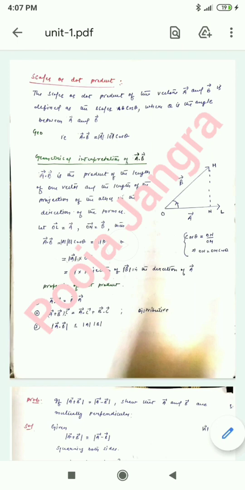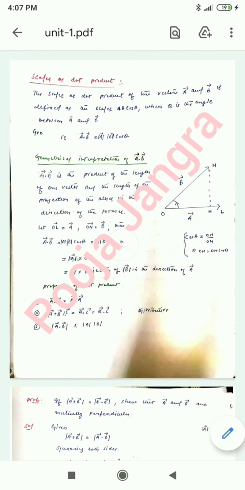So the geometrical interpretation of A dot B. We discuss what the geometrical interpretation of A dot B is. You can easily see in this diagram on the right hand side. We have vector A, vector B, and theta is the angle between vector A and vector B. So A dot B is the product of the length of one vector and the length of the projection of the other in the direction of the former.